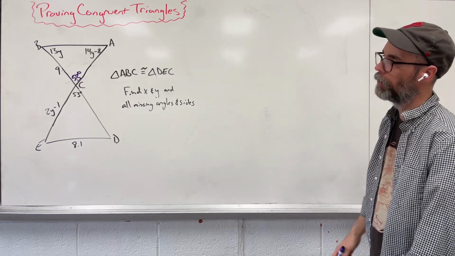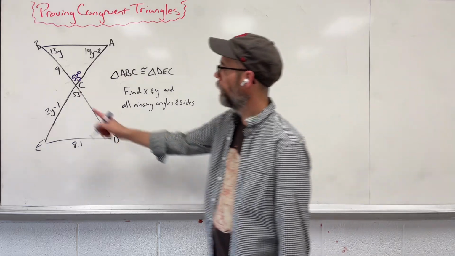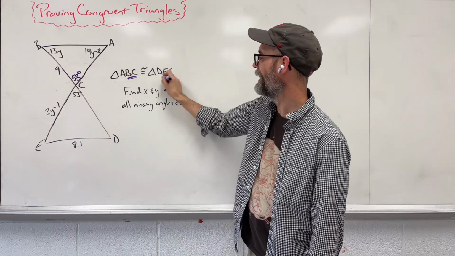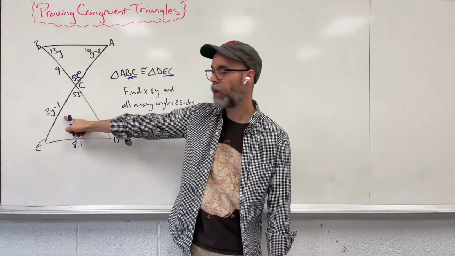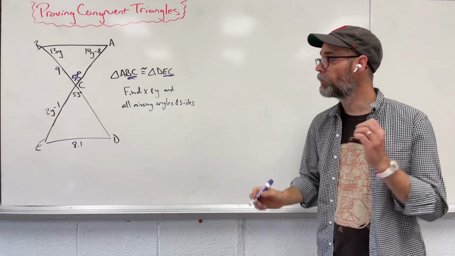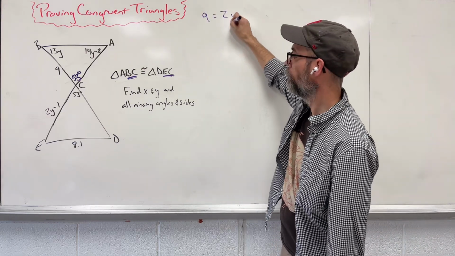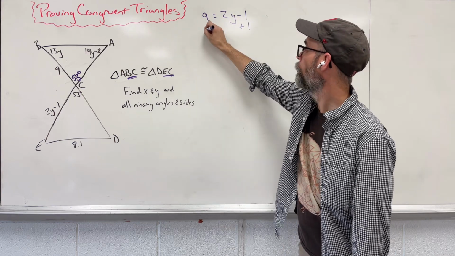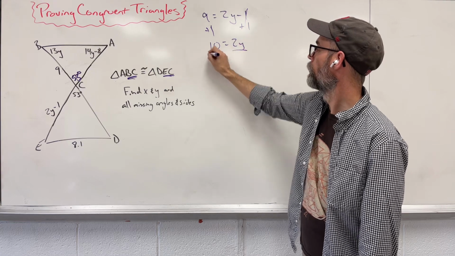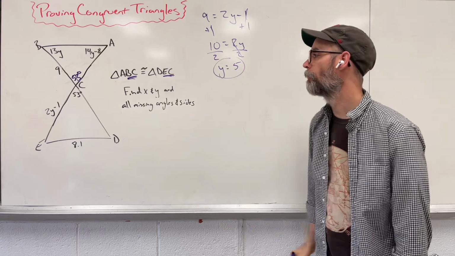Let's figure out Y. We know that BC here is 9. What matches up with BC? EC. EC has a value of 2y minus 1. There's your statement, there's your equation, set it up, let's get y alone. So 9 equals 2y minus 1. Inverse operations to get that y alone. Divide. And we find out that y is 5.